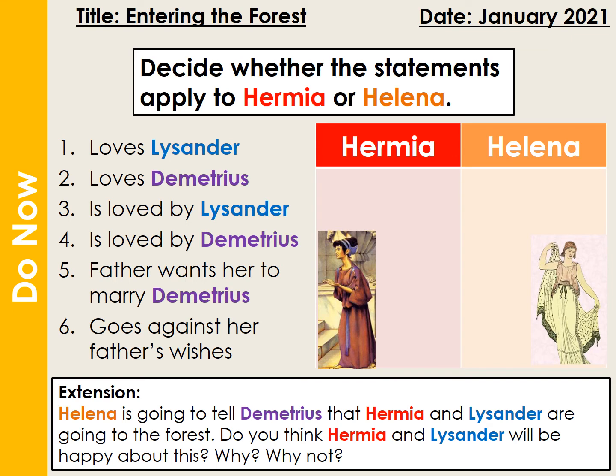The extension for this one, Helena is going to tell Demetrius that Hermia and Lysander are going to be going to the forest. Do you think Hermia and Lysander are going to be happy about this? Why or why not? Try to be specific if you're going to do the extension. Don't just write a couple of lines and think that'll do and then move on. Actually try to extend the different reasons why Hermia might be upset, why Lysander might be upset, why Helena may have done it, and so forth. So you're going to want to pause the video or stop the PowerPoint at this point to give yourself the opportunity to answer this do now, please.